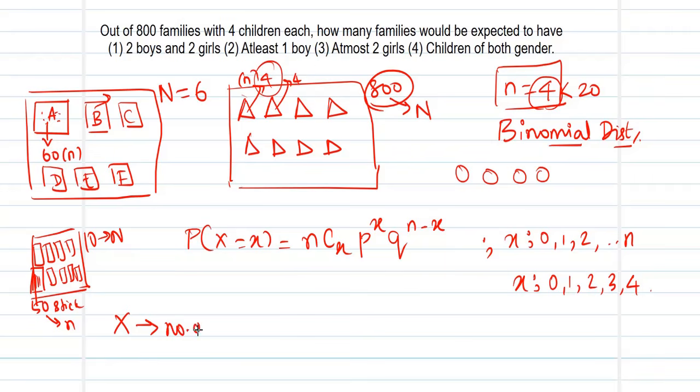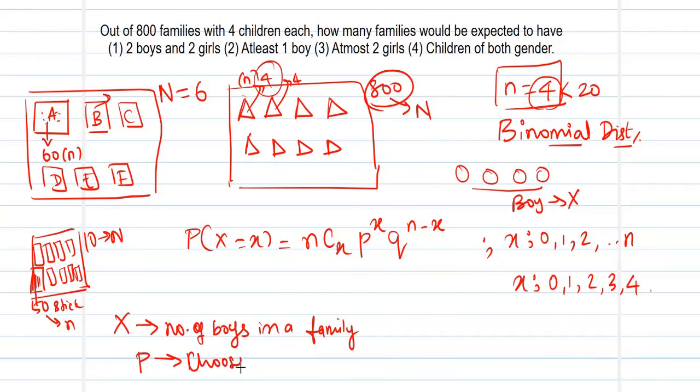Let x denote the number of boys in a family. So out of the 4, how many of them are boys? The number of boys is denoted by your random variable called x, in which case choosing a boy or selecting a boy is going to be termed as success.